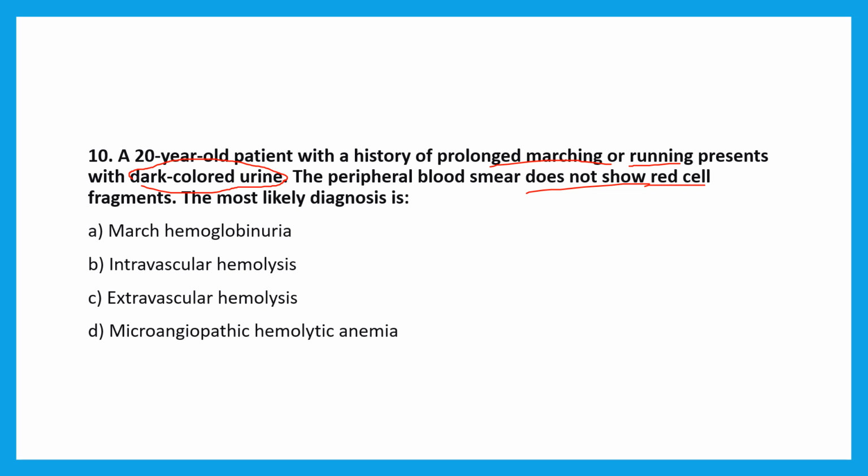When we talk of question number 10, we really look at this. There is the history of strenuous exercise leading to hemoglobinuria, which is dark-colored urine, right? This itself is a classic sign of march hemoglobinuria. The key distinguishing feature from other fragmentation syndromes is the absence of what? The schistocytes on the blood smear. That's why the peripheral blood smear not showing red cell fragments is actually a good keyword as well.